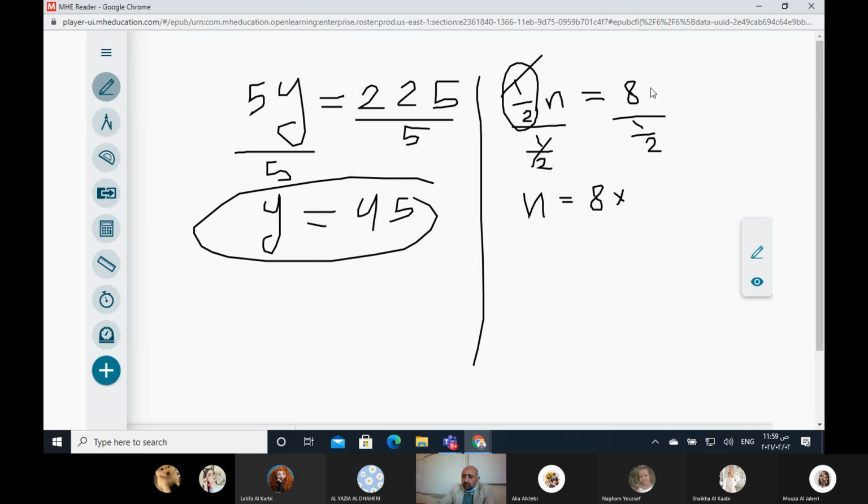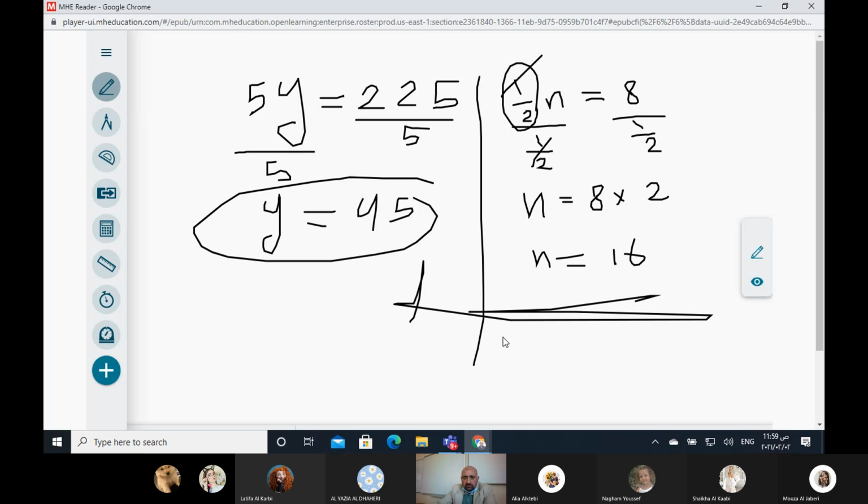divided by 1 over 2. Here we want to divide the number by the fraction. Here we have a rule: keep, change, then find the reciprocal. The reciprocal of 1 over 2 will be 2. So n equal 8 times 2 will be what? Will be 16. Now who has any question?